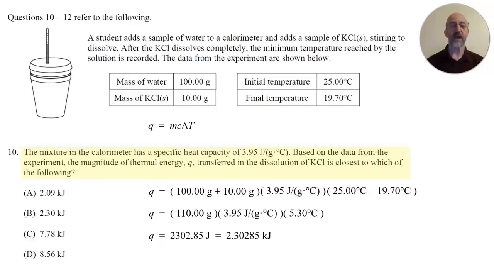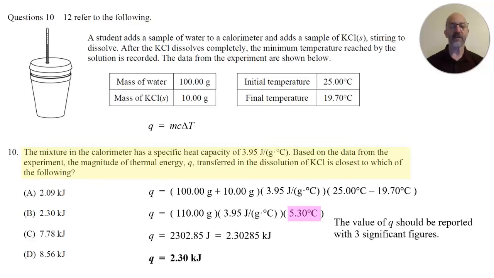2.30285 kilojoules. I am limited by the delta T, which has only 3 significant figures, and my value for specific heat capacity also has 3 significant figures. So the value of Q would be reported with 3 significant figures as 2.30 kilojoules. So that makes choice B the correct answer to question 10.